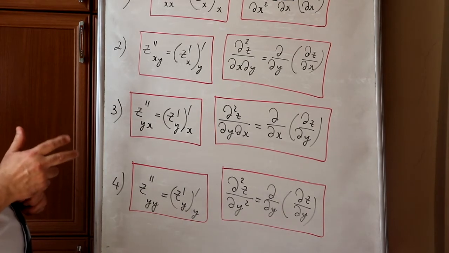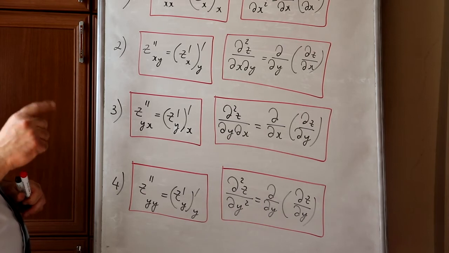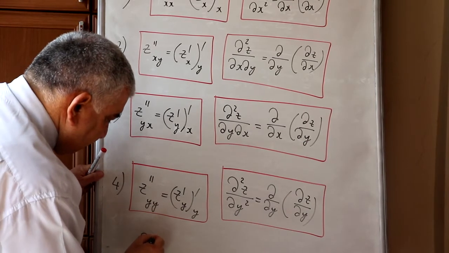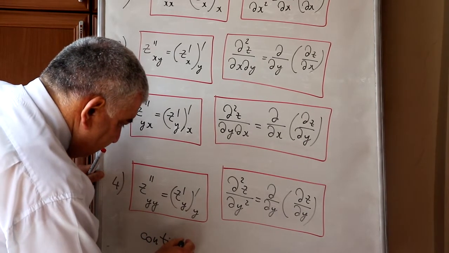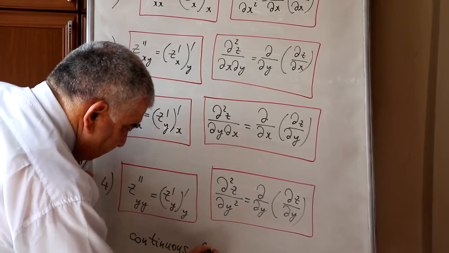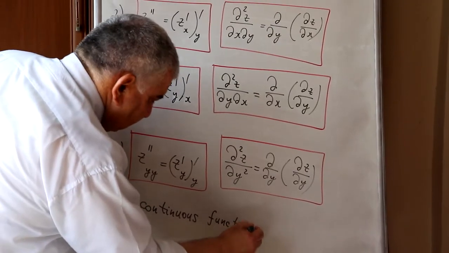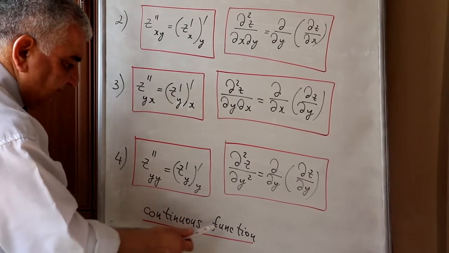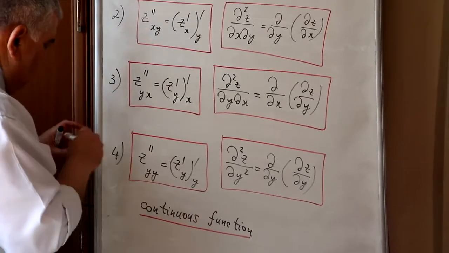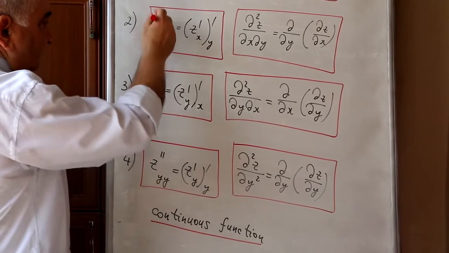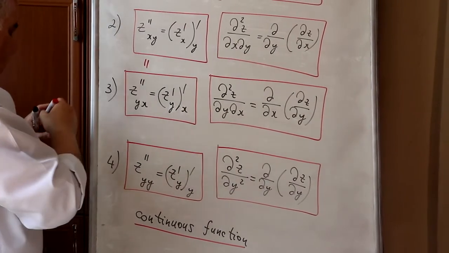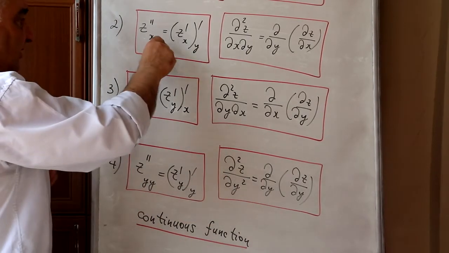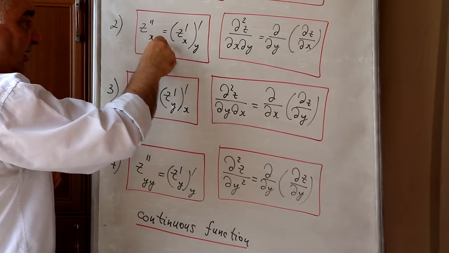Continuous function, in Azeri it is kesilmez funksiya, in Russian непрерывная функция. If the mixed partial derivatives are the continuous function, then these derivatives are identical ones.